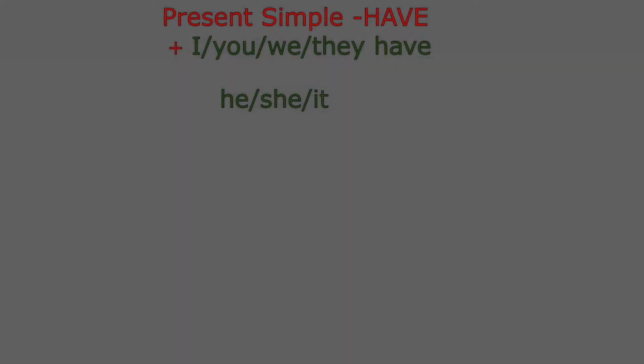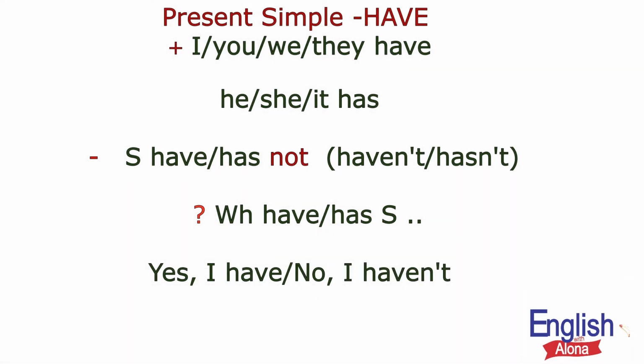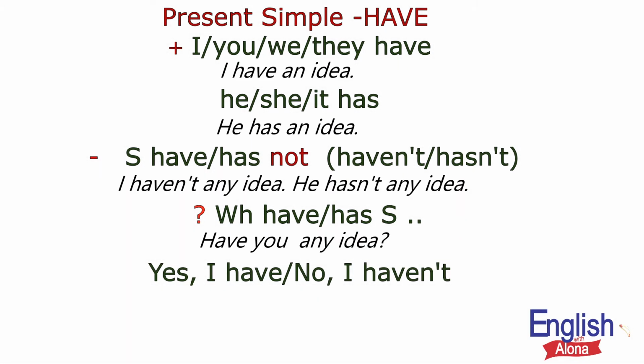I have an idea. So variant number 2 is when we do not use got. So we'll say I have an idea, he has an idea. To make a negative, you just need to add not, and you can use the short forms, haven't or hasn't. To make a question, you again swap have, has with the subject. For example, have you any idea? Let's look at one more example. I haven't anything to say.